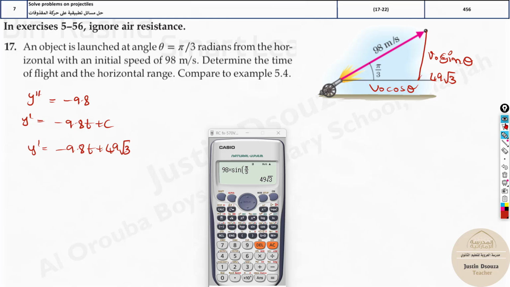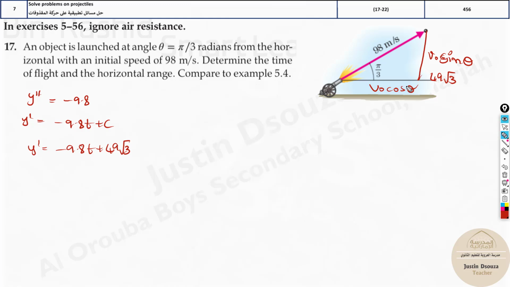Now what I can do is just quickly change this to cosine and find the cosine value as well. It is just 49. So horizontal, it will be 49 here. Now we need to find the position, that is y. So you need to know acceleration is y double dash. Velocity, when you integrate this, you'll get velocity y dash. And again integrate this, you will get y, that is the position. Now what is this? It'll be minus 9.8 t squared divided by 2 plus 49 root 3 t plus c. The constant is 0 because there's no altitude given.